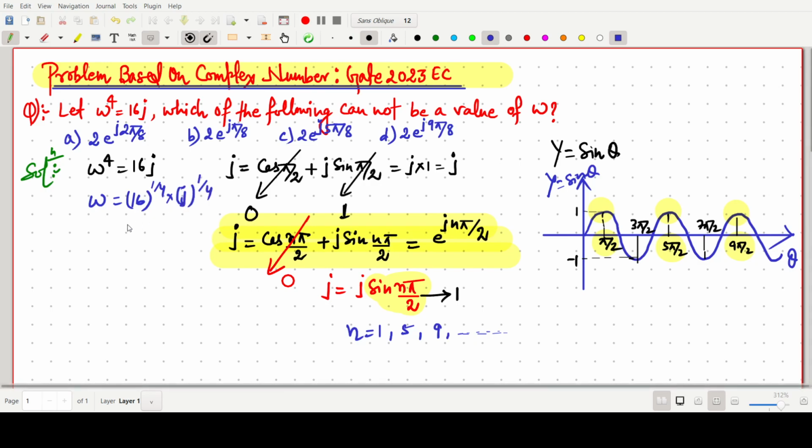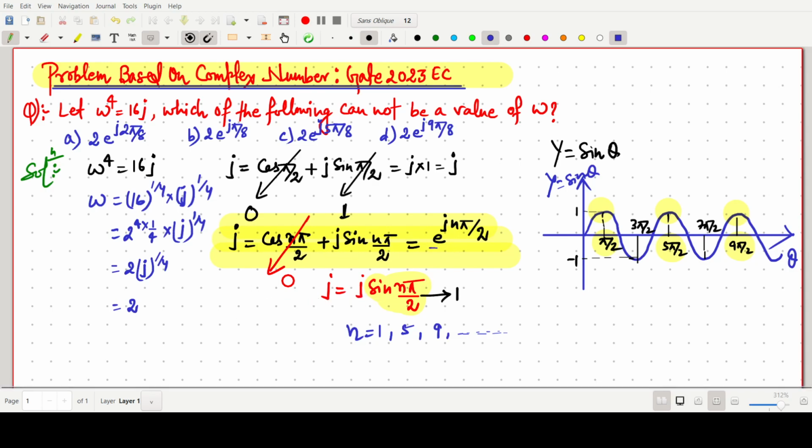This one is j. Okay. So this one is 2 to the power 4 into 1 by 4, and one more line I want to write, j to the power 1 by 4. So this one is 2 j to the power 1 by 4, the w value here. So now instead of j, what we can write? Instead of j, better to write the Euler formula, j n pi by 2 into 1 by 4.